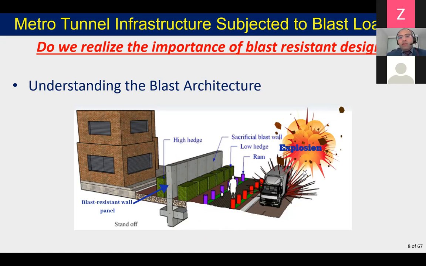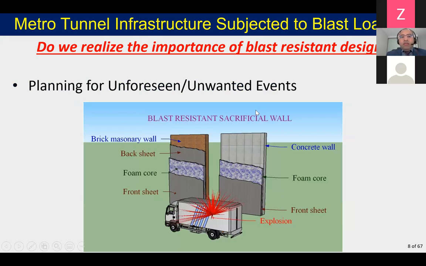This is called blast architecture, where you are not designing the actual structure with very massive, intense elements. You are just trying to avoid the danger or the consequences of this kind of explosion. And then you need to plan for the unwanted and unforeseen event.